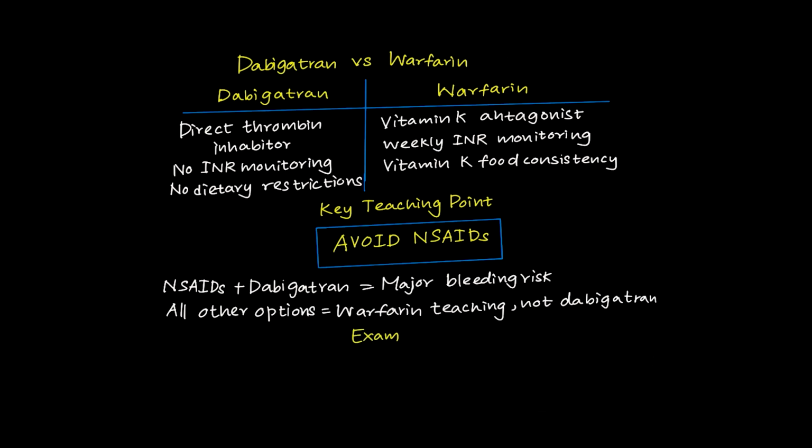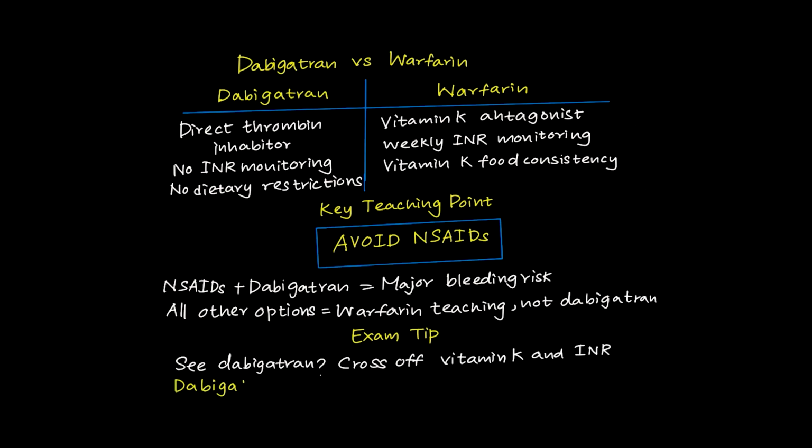Here's a WGU D455 exam tip for you. When you see dabigatran in a question, mentally cross off anything related to vitamin K or INR. Those belong to warfarin. The correct teaching point for dabigatran is NSAID avoidance. Quick recall hook. Dabigatran equals direct thrombin equals ditch the NSAIDs.